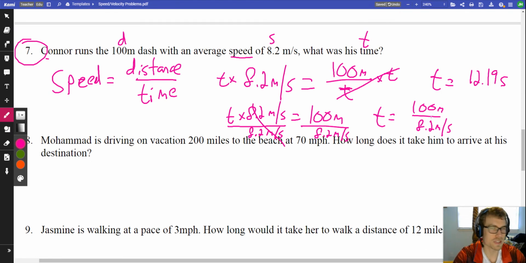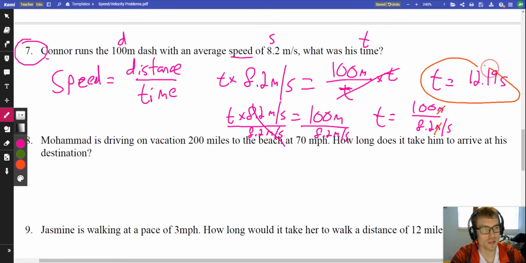And we need to make sure that we're including this unit. How are we only left with seconds? Well, if we think about this, we've got meters divided by meters. So these meters cancel out. And so we're just left with the seconds here. And that's how we end up with 12.19 seconds as our answer.